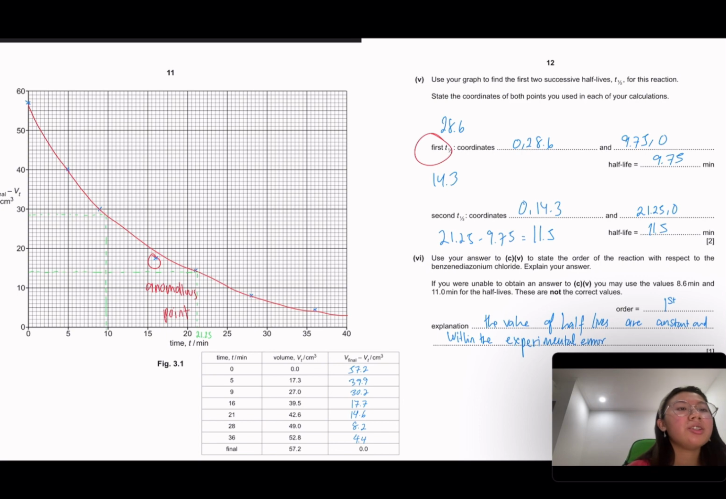Question VI. Use your answer to CV to state the order of reaction with respect to benzene diazonium chloride. Explain your answer. If you were unable to obtain an answer to CV, you may use values 8.6 minutes and 11 minutes for the half-lives. These are not the correct values. Again, as you can see, they're close enough to be considered as first. They're supposed to be the same, but due to error, they're a bit different. So the values of half-lives are constant within the experimental error, and the order is first order.